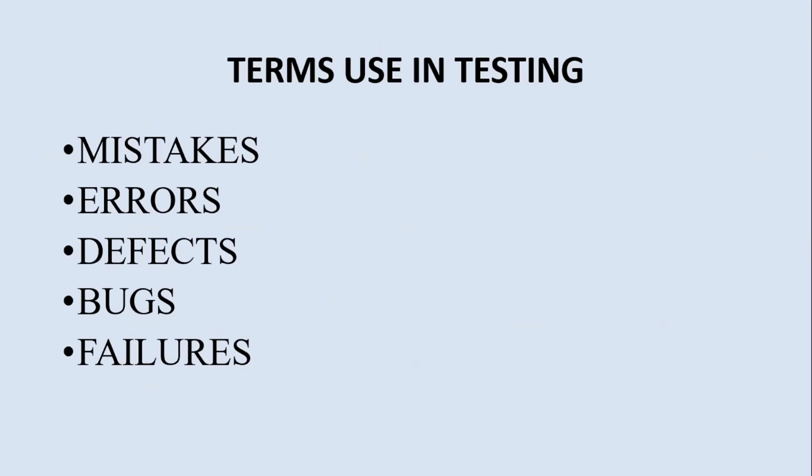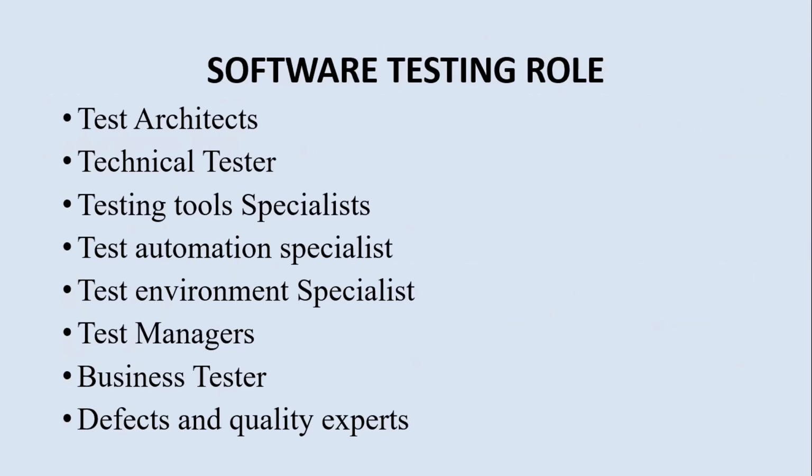Then we have terms used in testing. We have mistakes, errors, defects, bugs, and failures. Mistakes can occur when everybody sees, but when it gets to the tester's end, it turns to defects or bugs. But when the tester fails, when the developer fails, and at the end it gets to the end product or the end user, then it becomes a failure.